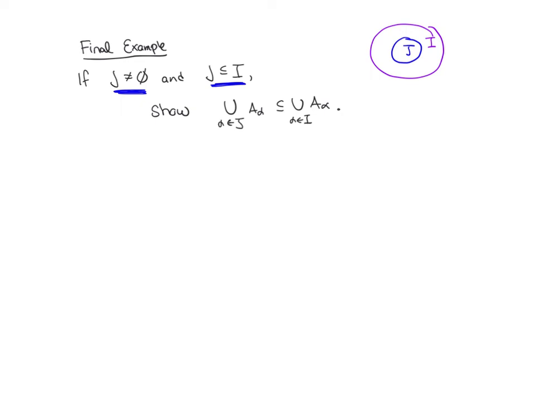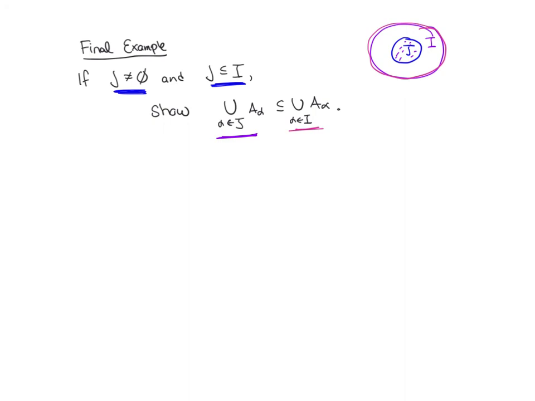So we want to show that the union of all alpha in J of A sub alpha is a subset of the union of all alpha in I of A sub alpha. Right, so in this first union, I'm just including the things that are inside the index set J. In the second union, I'm including the things that are inside I, and I want to show that I get that subset. So we've seen before how to show subsets.